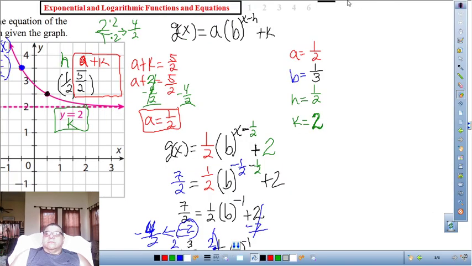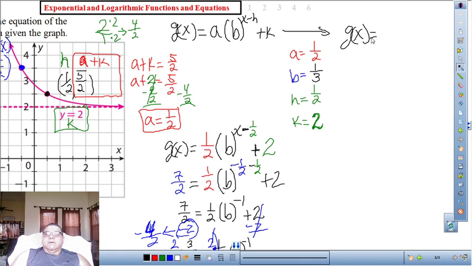Alright, so here we go. I'm going to rewrite this with all these values. G of x equals, what is a? I'll write it in that color so you guys can see it. 1/2 times, what is b? 1/3, and then we have x minus as the exponent.